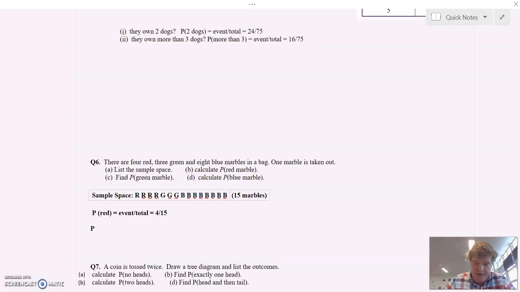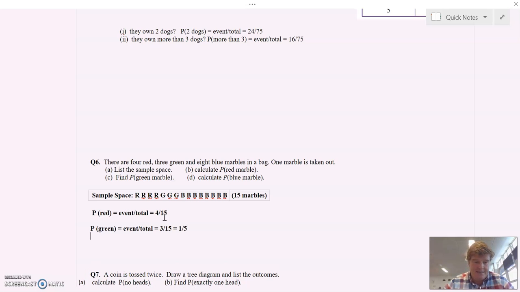The probability of green. The event divided by the total. Okay, the green is 1, 2, 3. 3 divided by 15. You will get quite a good answer for doing that. But you can simplify this. You can divide both the top and the bottom in this fraction by 3. It's going to give you 1 divided by 5. That is the best answer.